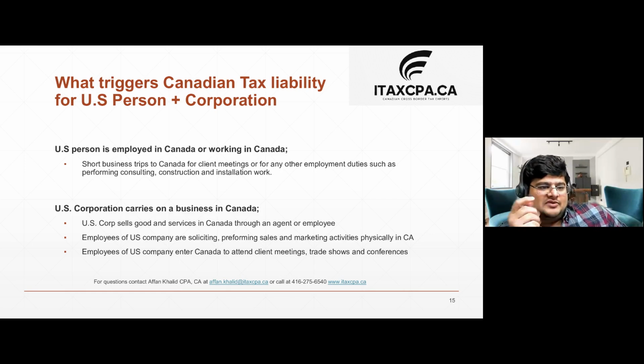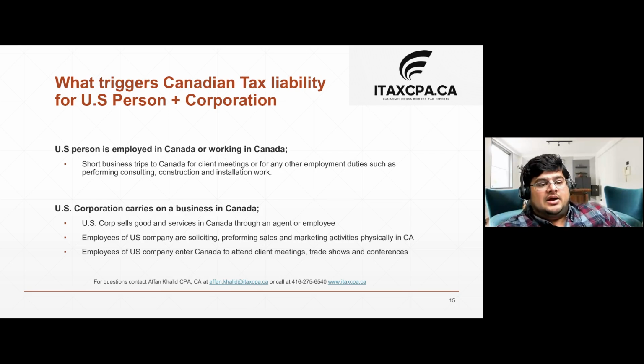So if US companies are selling any goods and services in Canada through employees or agents, again, the key here is if your employees or contractors or agents are crossing the border, that is the tipping point. Otherwise you might be fined. This is from an income tax perspective. GST and HST rules are separate, and I'm happy to guide you if you have those questions. So let's look at another example.